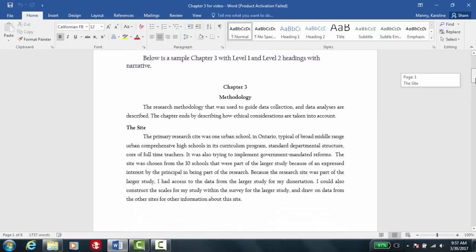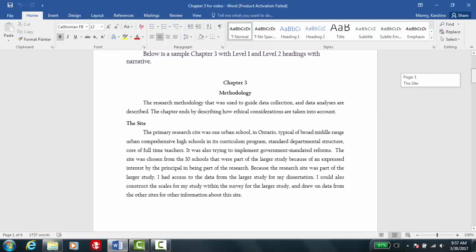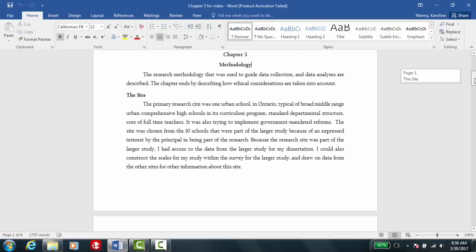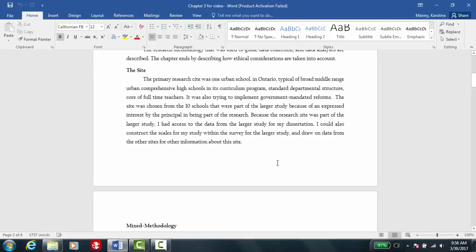So in your Chapter 3, you're going to start with a short introductory paragraph. Here we just say that it's the methodology that was used to guide data collection and data analyses are described, and it briefly says how the chapter ends. Notice that for the discussion of the research site, it's a level 2 heading introducing the site, and what you have here is a 1-paragraph description of what that site looked like.